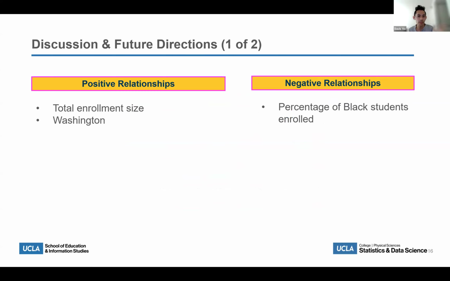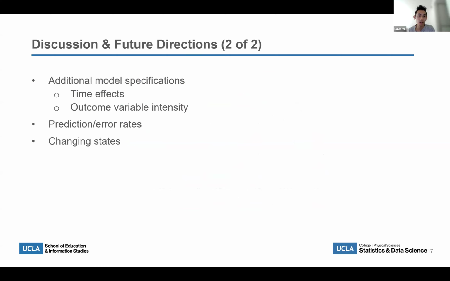And so these are some of the consistent results that I highlighted across the three models: positive relationships with policy adoption for enrollment size and whether the college is in Washington, and then a negative relationship with the number of Black students enrolled at the college.